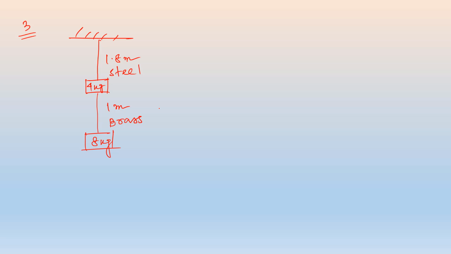Okay, so in this case the two wires have the same diameter. The diameter is about 0.25 centimeter. Now what is given in the question is that there are two weights with masses of 4 kg and 8 kg. They are both tied up with two different materials of string. One is made of steel, another is made of brass. The steel wire has a length of 1.8 meter and the brass wire has a length of 1 meter, right?